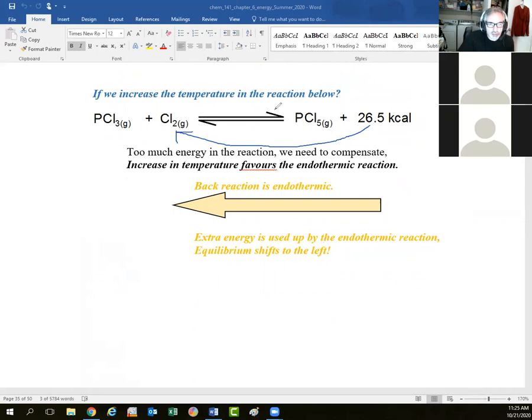We start with the phosphorus pentachloride and the 26.5 thousand calories each time, and use them up to produce phosphorus trichloride and chlorine. So if the temperature is too high, favoring the back reaction, the endothermic reaction, will compensate for the temperature being too high because we'll use up that energy.